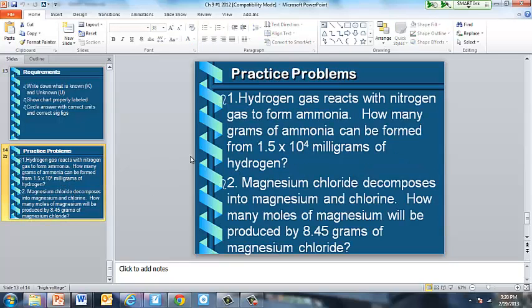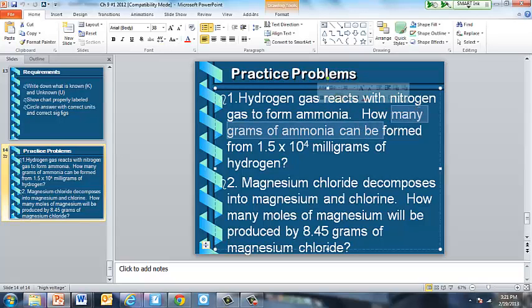Now, we're going to do one more problem together. We're going to do part 1 up here. You guys don't have this one written down because it's just extra practice, but this is another way that you see the reaction. This one tells me hydrogen gas reacts with nitrogen gas to form ammonia. How many grams of ammonia can be formed from 1.5 times 10 to the 4th milligrams? Well, the thing is you have to write the reaction first.